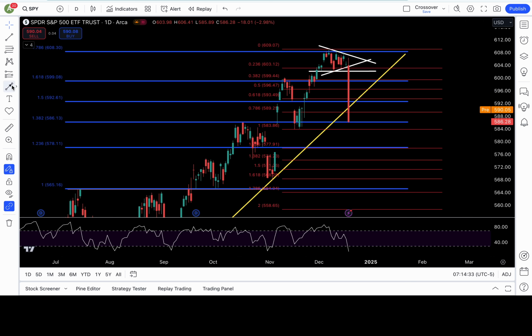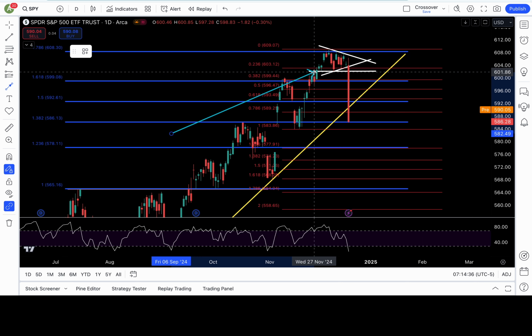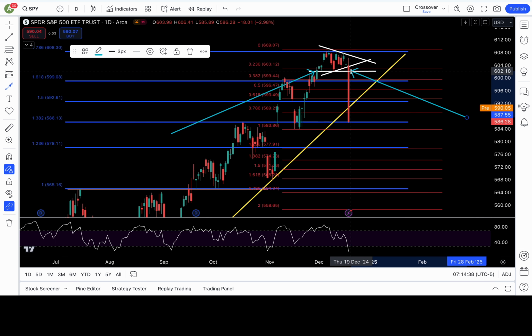Look at this false breakout setup right here. When we cleared this level and we broke down that level, that's an example of a false breakout. So a false breakdown would be just like this, but the opposite, to the upside. And I'm referencing the multi-month trend line 591 and the macro level fib level 592.6, and possibly I would play that to the upside, level to level.